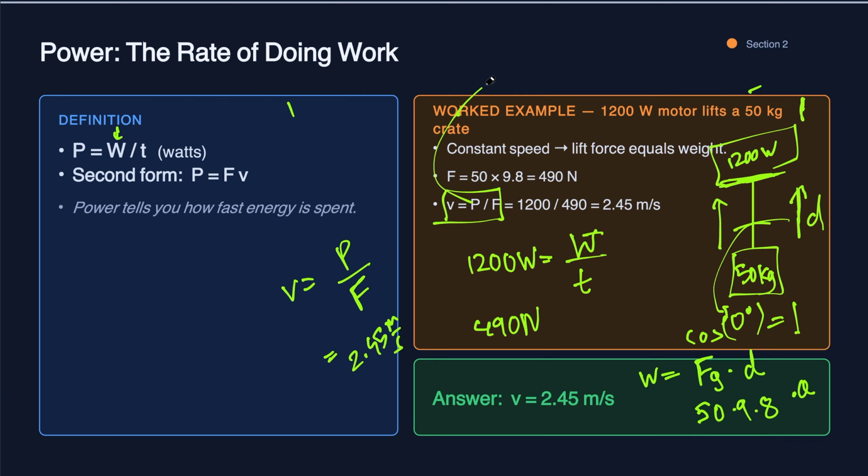Power is kilogram meter squared per second cubed. And when you divide that by force, which is kilogram meter per second squared, your units are going to be meter per second. So velocity is equal to power divided by force. Okay, if you didn't know that already, here you have it.